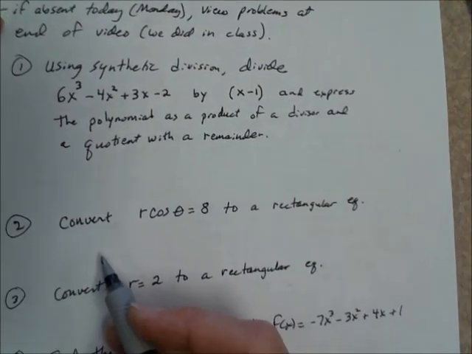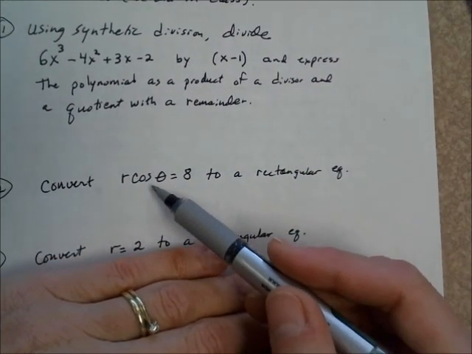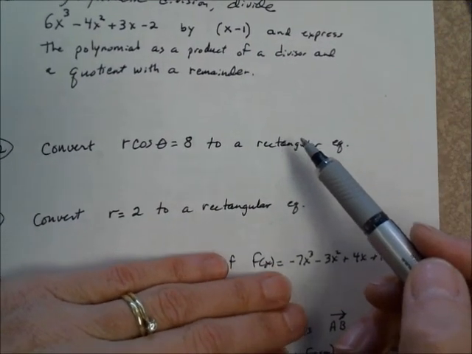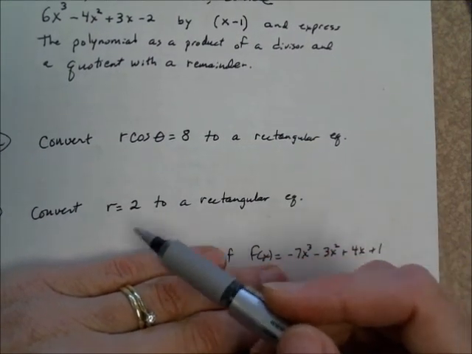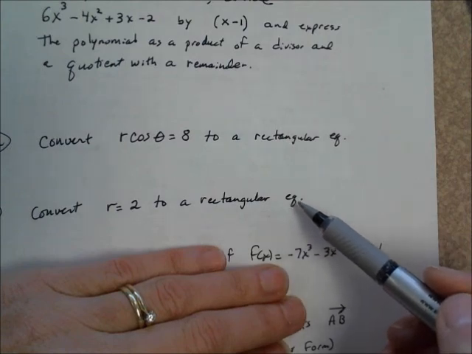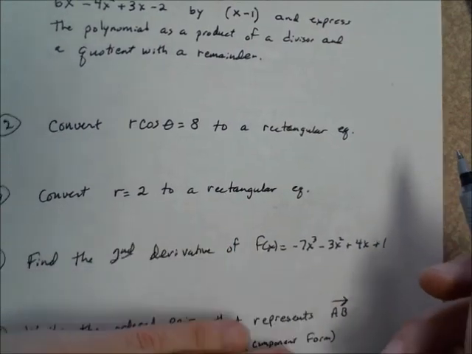The second question is about polar form of an equation. Here's one, r cosine of theta equals 8. Convert that to a rectangular equation. Here's another polar equation, r equals 2. Convert that to a rectangular equation. So these are polar forms. You can go look up polar forms if you forgot how to do those.